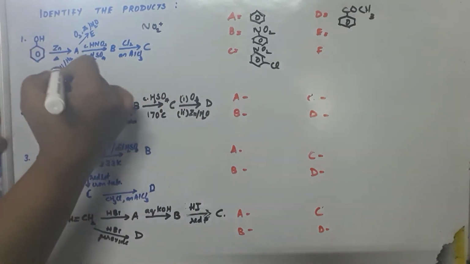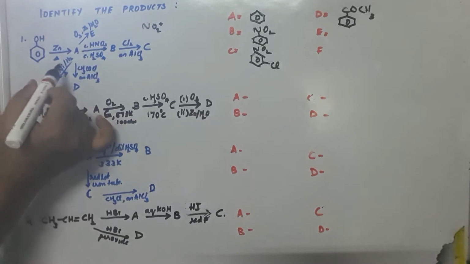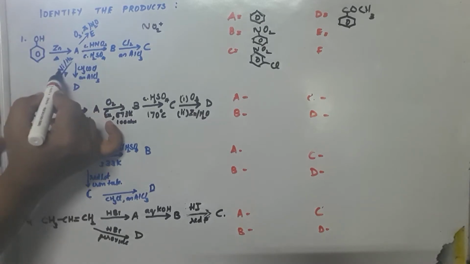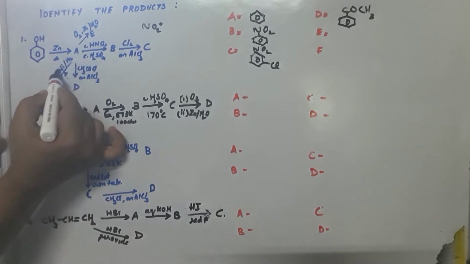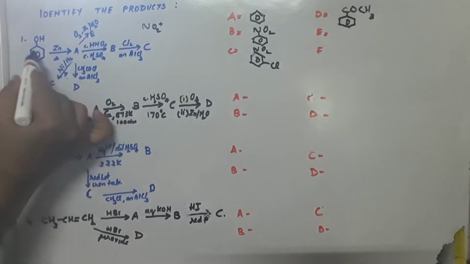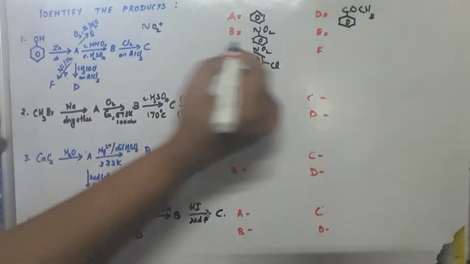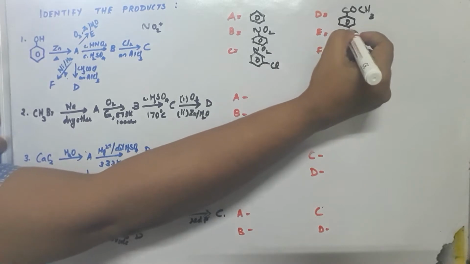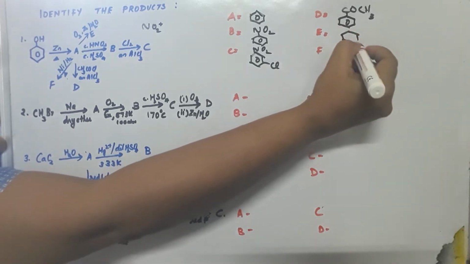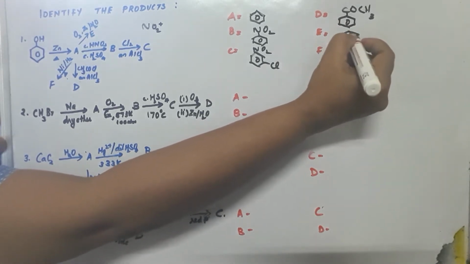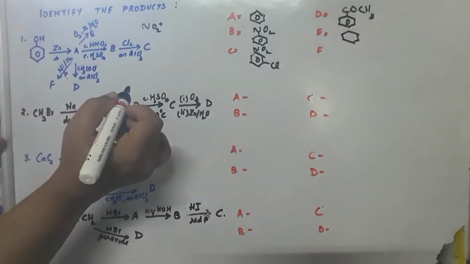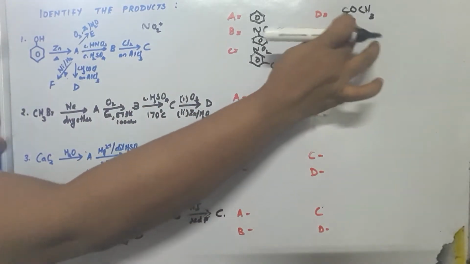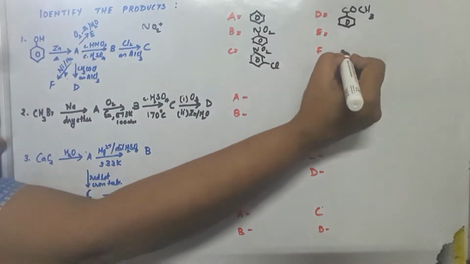Now next, A is treated with hydrogen in the presence of catalyst nickel and heat. A is benzene. If it is hydrogenated in the presence of the catalyst, all the double bonds, the electron cloud, get saturated and it forms cyclohexane. So there is no more any pi bond in it. It gets saturated, it forms cyclohexane. That is F. F is cyclohexane.